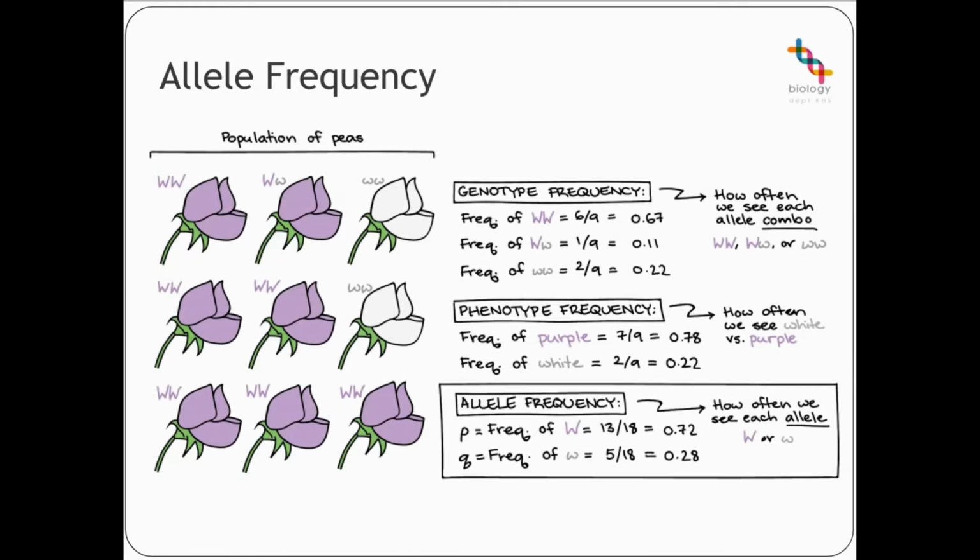Allele frequency, on the other hand, is how often each allele is present in our population. So if we look at our top population there, where we've got 3 big W's and 3 little w's, so we've got 3 dominant versions of the allele and 3 recessive versions of the allele, compared to our final population down here, where we've only got the dominant version of the allele. So clearly the allele frequency, how often we see each allele, is very different in those two populations, and that's what we mean when we talk about allele frequency.